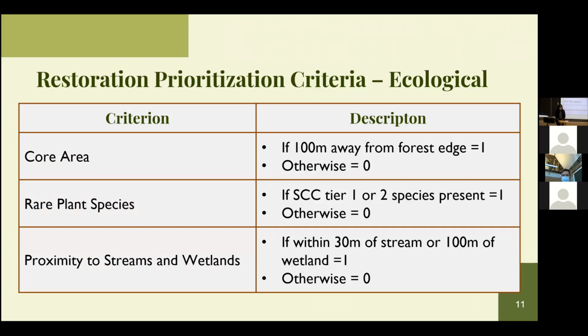Now moving into the criteria I used to prioritize my restoration sites, I'm going to start off with the ecological criteria. We've got first core area, which I defined as anything 100 meters away from the forest edge. Then I've got rare plant species, which are species of conservation concern, or SCC, tier 1 and 2, which are essentially species at risk. And then I've got proximity to streams and wetlands. For streams, I used a 30-meter buffer, and for wetlands, I used a 100-meter buffer. I did use a binary scale, so for each of these criteria, it was either a 0 or a 1.